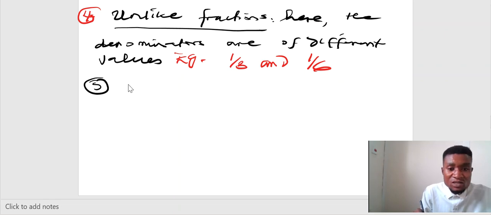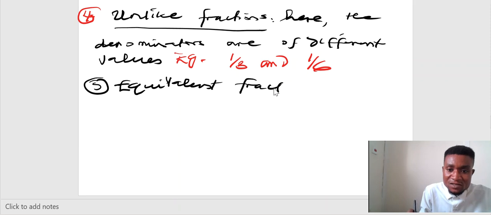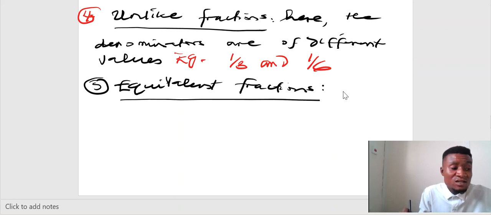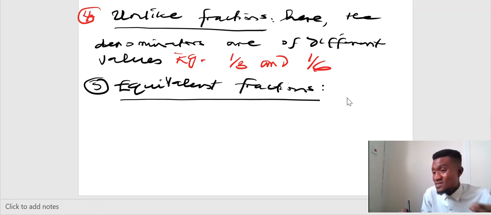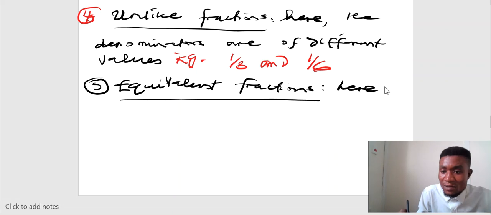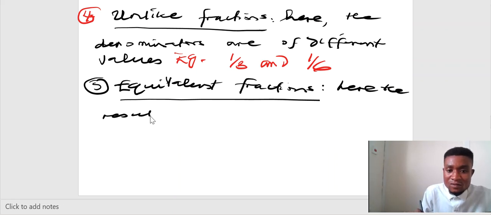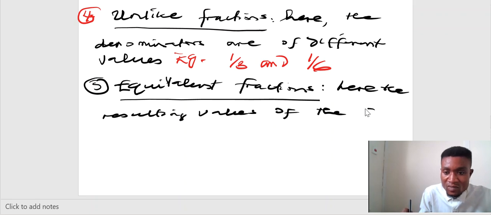So now let's get into the fifth type of fraction. Number 5, we have what is called the equivalent fractions. Now, in this type of fraction, the resulting values of the fraction are said to be equal. Here, the resulting values of the fraction are equal.